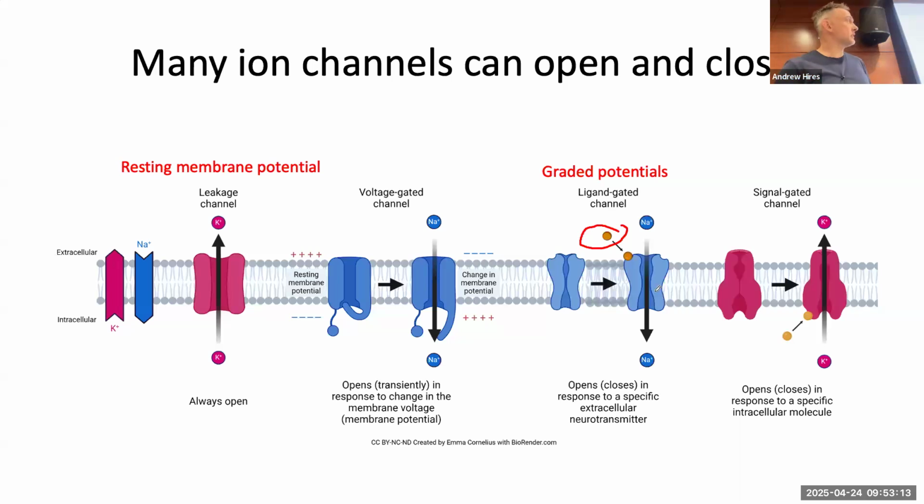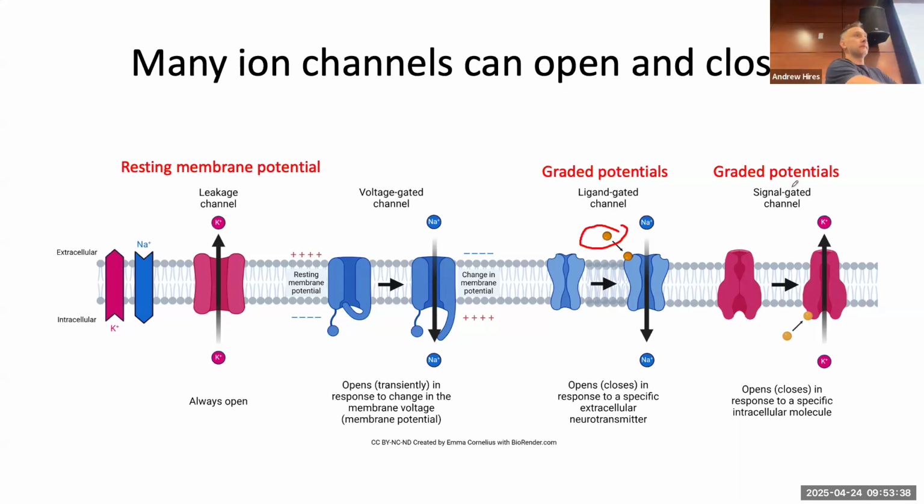Okay, and here's an example. They call it signal-gated here. There are a lot of potassium channels that can be activated by molecules inside the cell. Maybe a second messenger, for example, maybe they get phosphorylated or something. And those are also going to contribute to graded potentials. If you open up a potassium channel, you're going to tend to pull the membrane towards negative 90 millivolts, hyperpolarizing it.